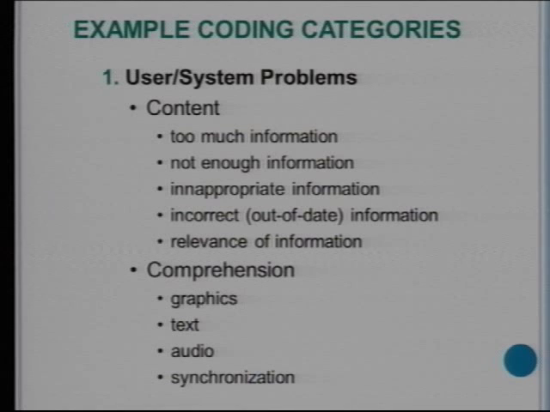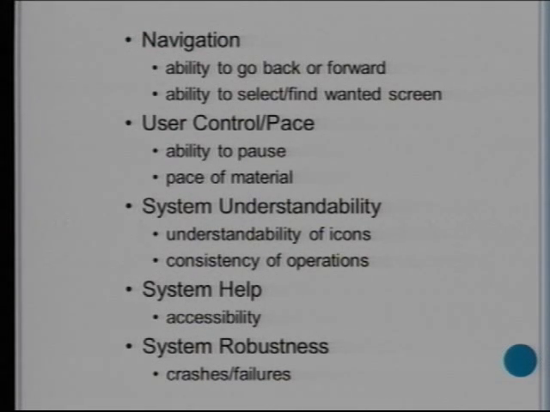So we developed categories, and this was modified from doing video analysis in psychology studies, where you come up with a coding dictionary of things you might look for. This was our very first one, and we've modified it for many different projects. You have categories like content. Is there an indication that there's too much information, too little? Is the information out of date? Is it not relevant? Comprehension. Can the user comprehend graphics or text? Navigation. I'll show you how we use the codings; we still use the same approach. Its ability to move forward or backward. Is the user lost somewhere on a screen? User control. Can they control the pace? System understandability. Can you understand the icons?